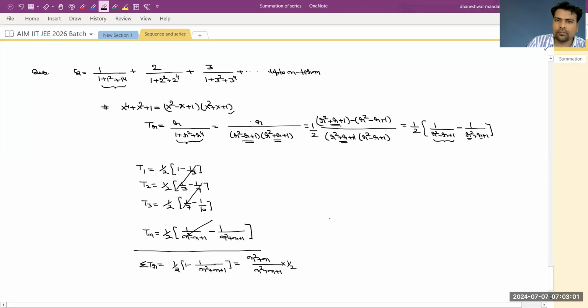Okay, see, if I want to calculate the sum up to infinity, then this n will be infinity, which means this term will be 0. So what is the summation up to infinity terms? 1 by 2 is there. Okay.